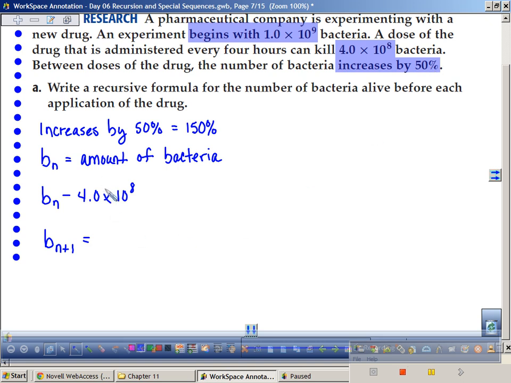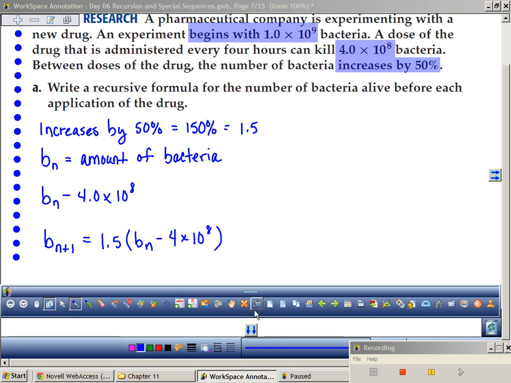Say it again. Okay, you're almost there. You're thinking in the right direction. A jump happens first, which is a jump of 150%, which is 1.5. Correct? So 1.5 times B to the N minus 4 times 10 to the 8th. There's your formula. Did you follow how I did it? We're not done yet.